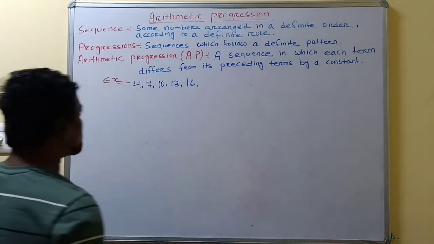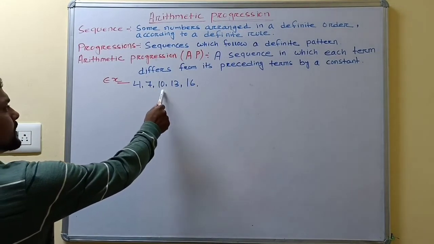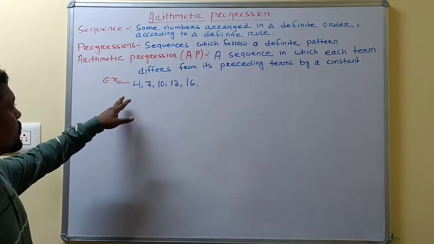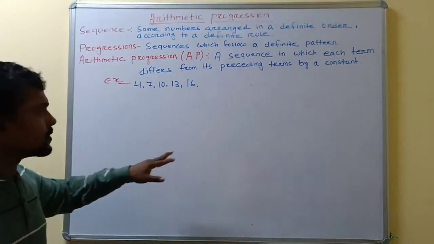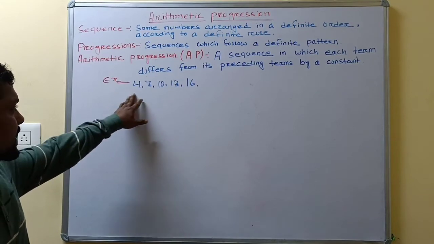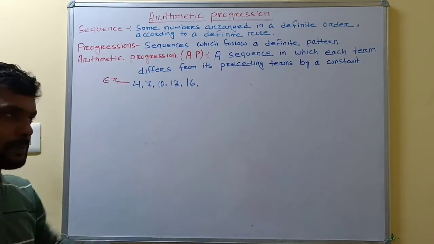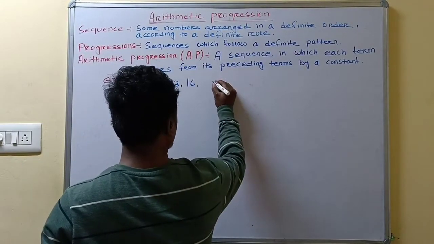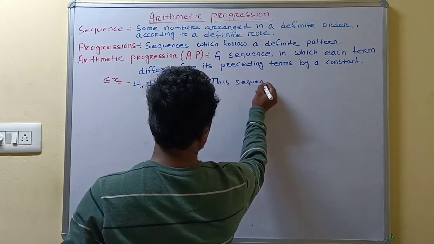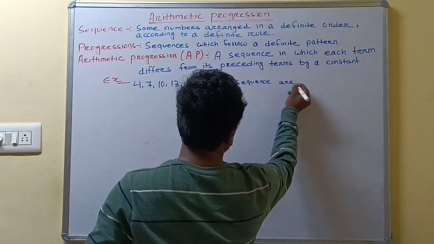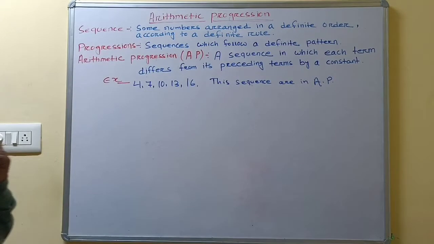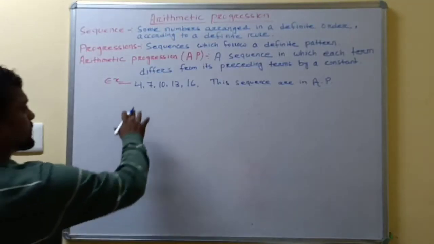Let's take one example: 4, 7, 10, 13 and 16. It is a sequence, it is also a progression, and it is an arithmetic progression. Exactly, this sequence is in AP, where it follows a definite pattern.